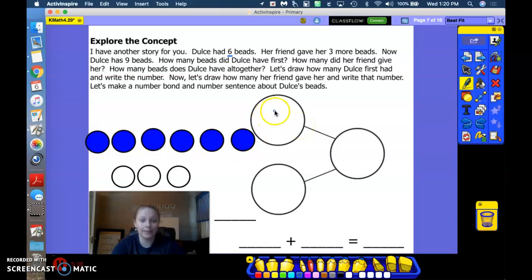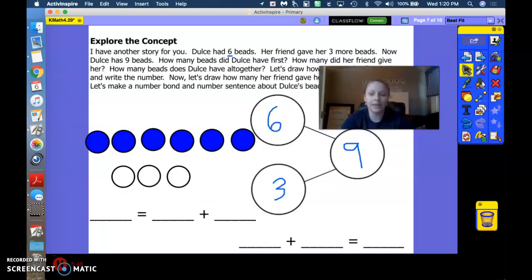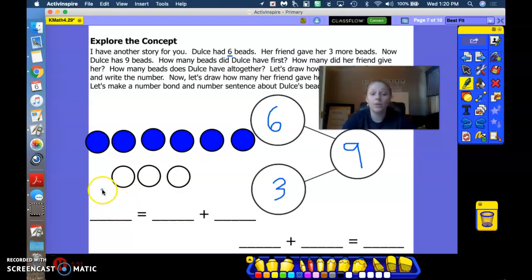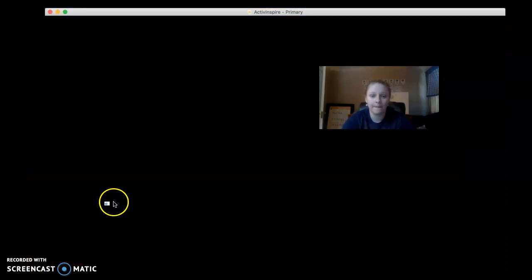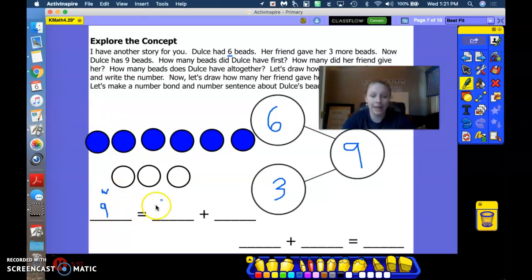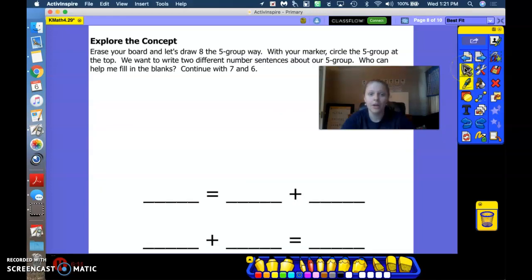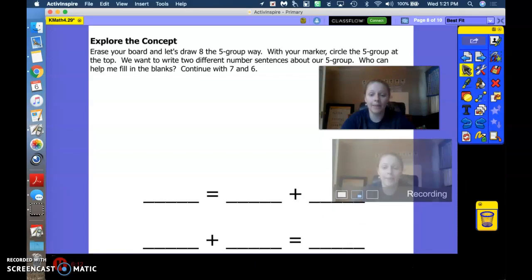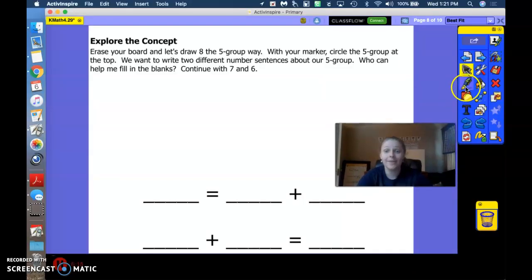How many blue beads? 6. How many white beads? 3. How many beads all together? 9. Great job. Let's write our number sentence to match that. Let's start with the whole over here. 9 is the same as 6 plus 3. Let's write it forward. 6 plus 3 equals 9. Great job.